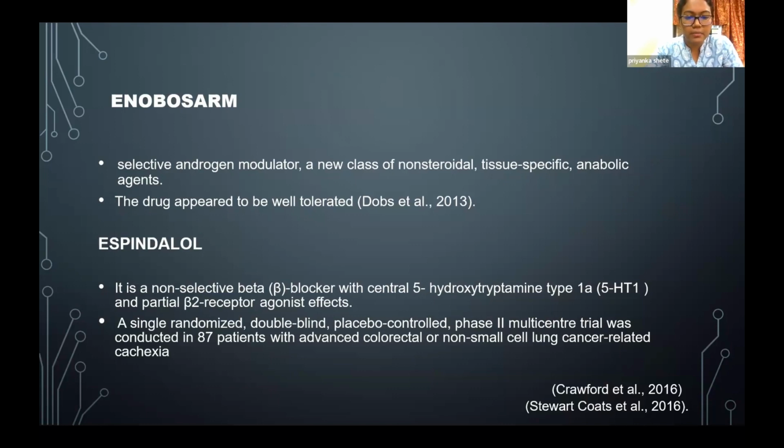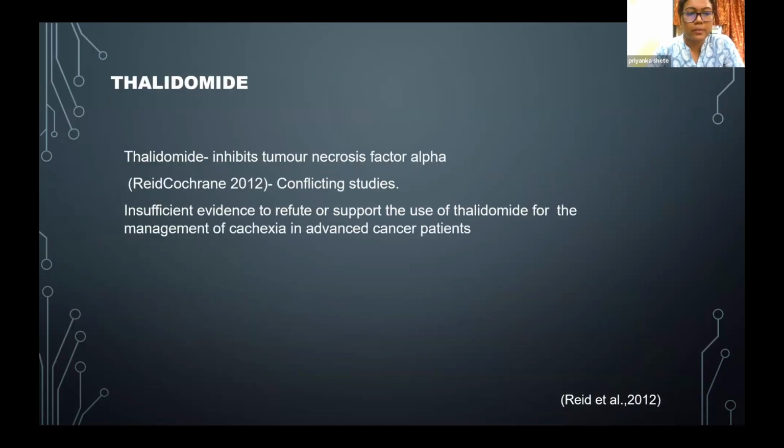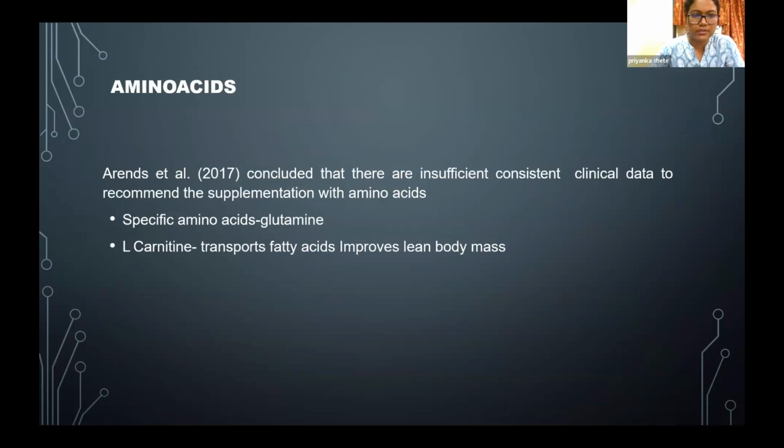A single randomized double-blind placebo-controlled phase 2 multi-center trial was conducted in 87 patients with advanced colorectal and non-small cell lung cancer-related cachexia. Then thalidomide. Thalidomide inhibits tumor necrosis factor alpha. The Cochrane review of 2012 concluded that there is insufficient evidence to refute or support the use of thalidomide for the management of cachexia in advanced cancer patients.